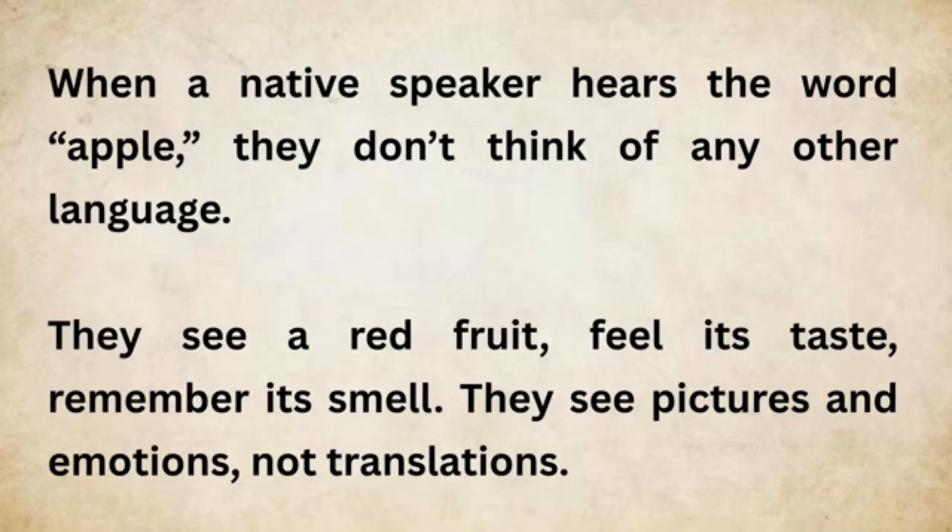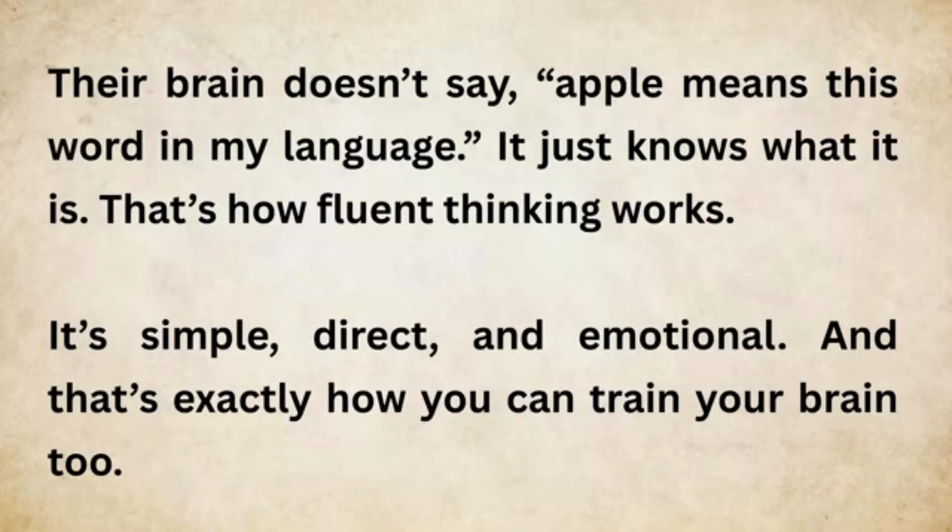When a native speaker hears the word apple, they don't think of any other language. They see a red fruit, feel its taste, remember its smell. They see pictures and emotions, not translations. Their brain doesn't say, apple means this word in my language, it just knows what it is. That's how fluent thinking works. It's simple, direct, and emotional. And that's exactly how you can train your brain too.